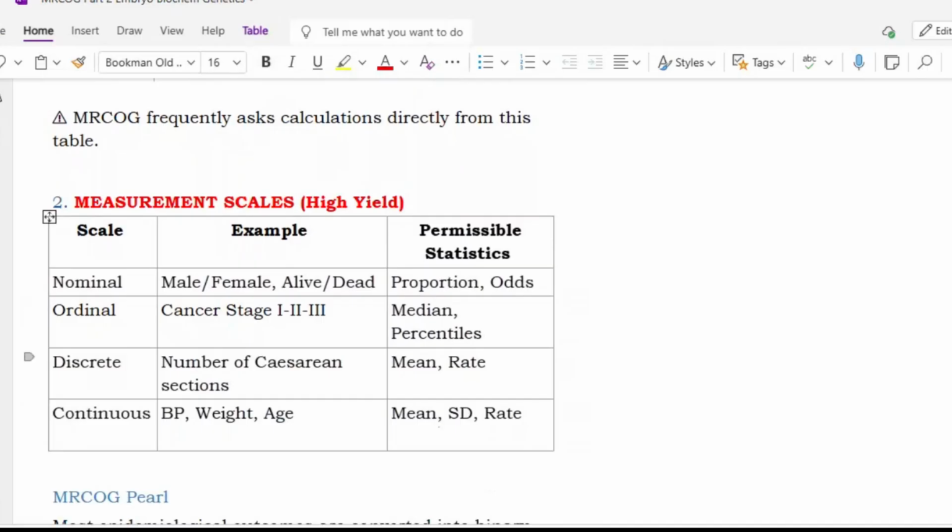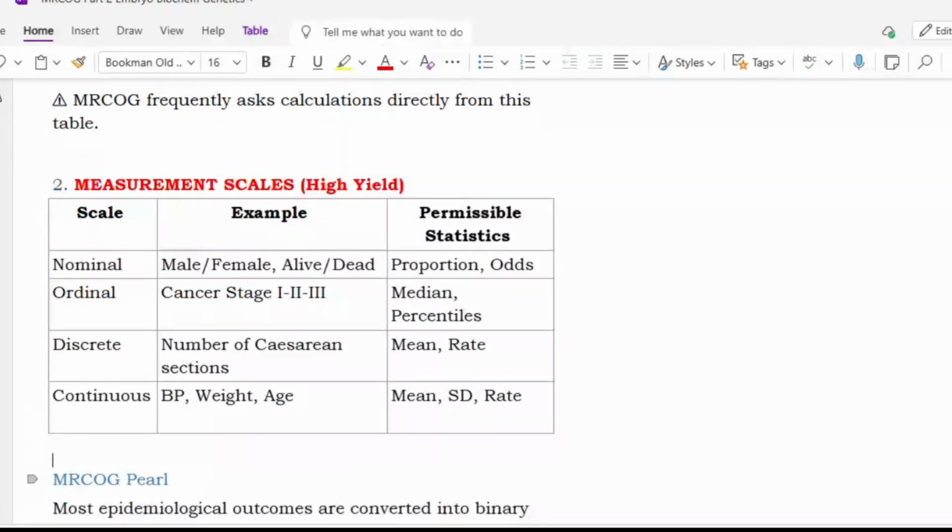Okay, if our data is discrete, in the form of numbers, such as the number of seizures per session, we will calculate the mean and the rate. If our data is continuous, like blood pressure, weight, or age, we will measure the mean, standard deviation, and the rate. So these are the things which we are going to measure.